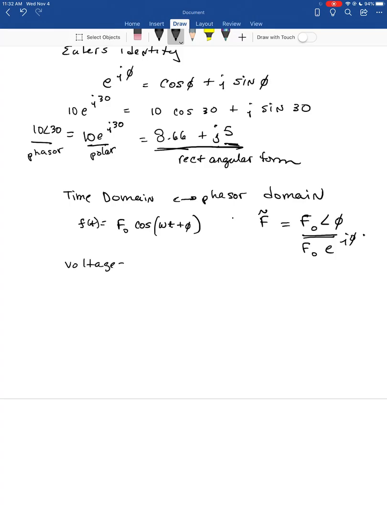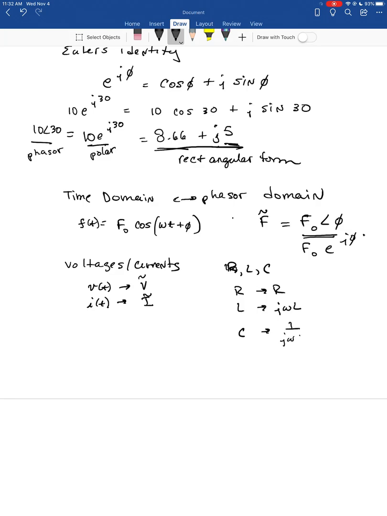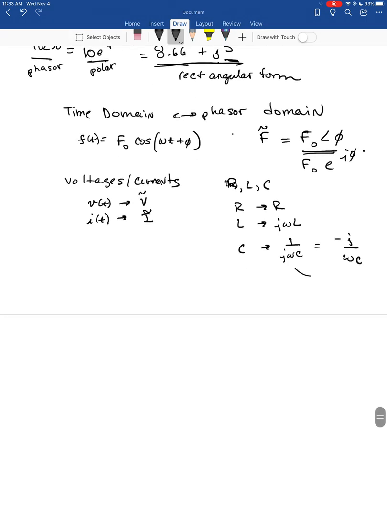Okay, so we go back and forth from time domain to phasor domain. So we have two different categories. We have voltages and currents, which means your V of t's are going to go to phasor voltages and your I of t's are going to go to phasor currents. And then we have R, L, and C. So resistors in the time domain remain resistors in the phasor domain. Inductors in the time domain become j omega L in the phasor domain, and capacitors become 1 over j omega C, which is often written as minus j over omega C.